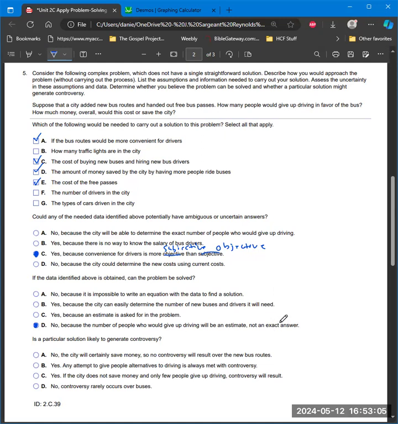So is a particular solution likely to generate controversy? Sure. If the city does not save money and only a few people give up driving, controversy would result.